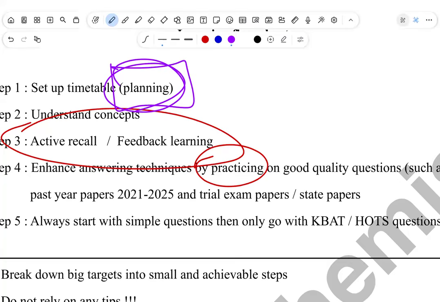When you do the timetable, along the way, you can adjust accordingly. You will find, hey, this timetable, if I set 2 hours to study, it's too long, I cannot focus. It's okay, you can cut short the time. You can always increase or decrease the time accordingly.